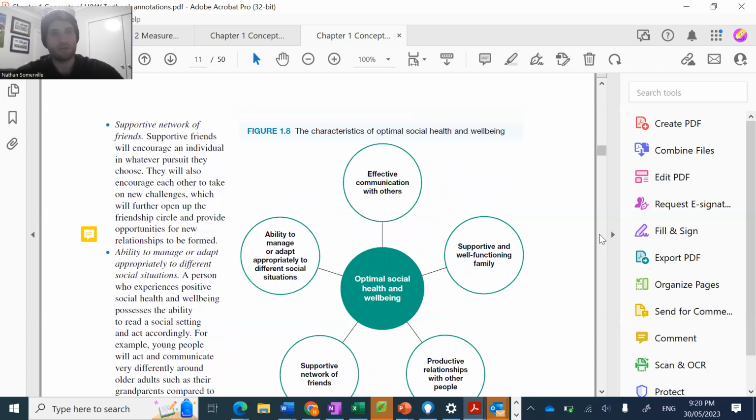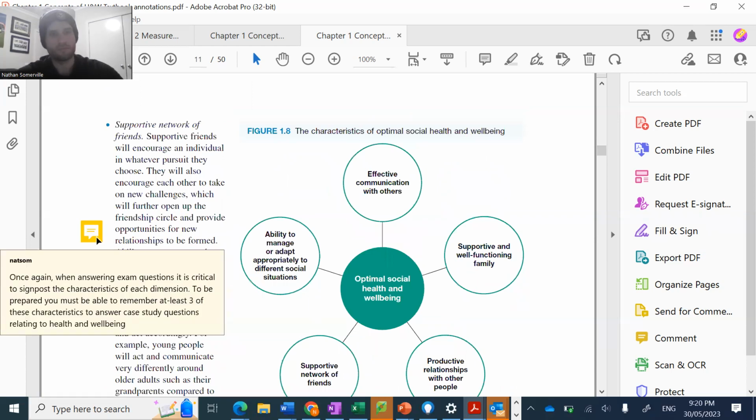Right, moving on. Once again, I'm just reiterating that when you're answering exam questions, you need to signpost each dimension. In terms of what you need to know to be prepared, you don't need to know all 5, if there's 5 in this case, or for physical, you don't need to know all 7. But if you go into the exam understanding minimum 2, at least 3 or 4, you're going to be well placed.